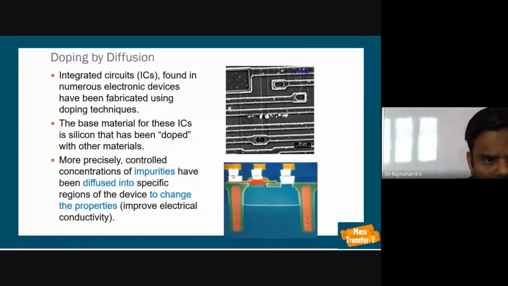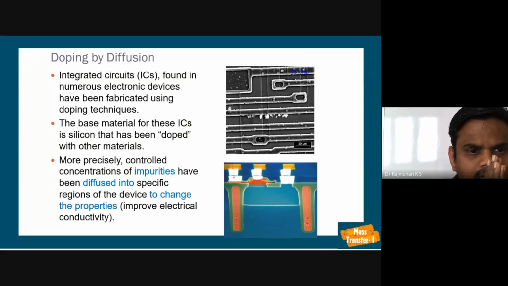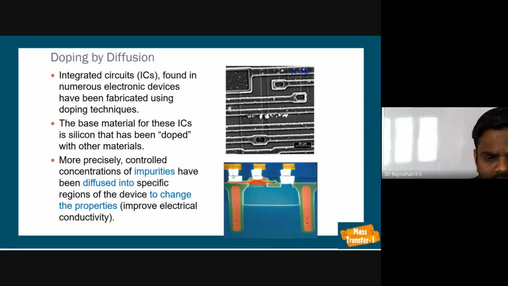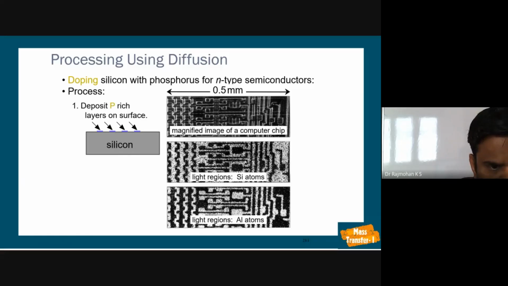In the electronic industries too, diffusion comes into the picture, where integrated circuits are all fabricated using doping techniques. The silicon material is doped with other materials, and a controlled amount of impurities diffuses into specific regions of the device to alter the properties, for example to improve electrical conductivity. For example, doping silicon with phosphorus gives n-type semiconductors. Diffusion plays a role in establishing the desired properties.